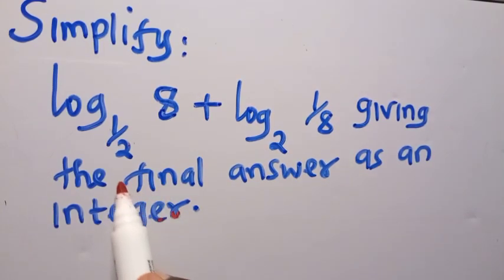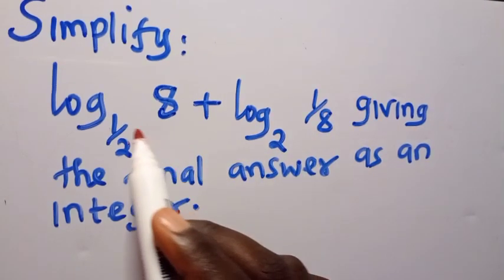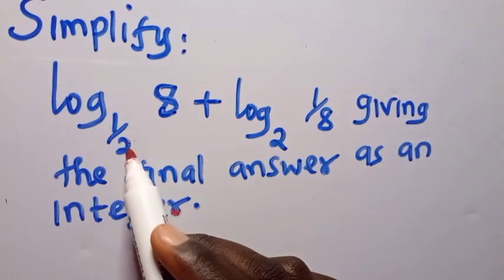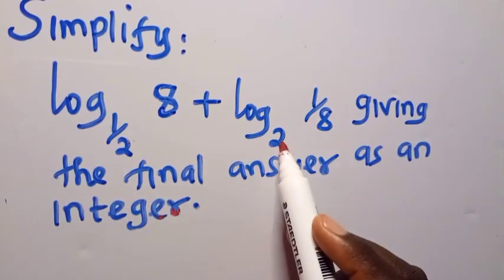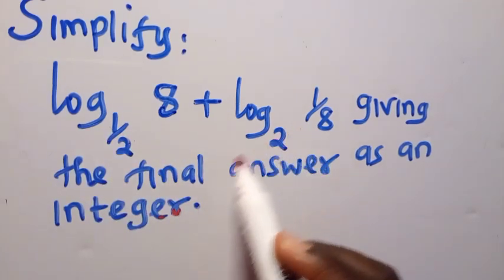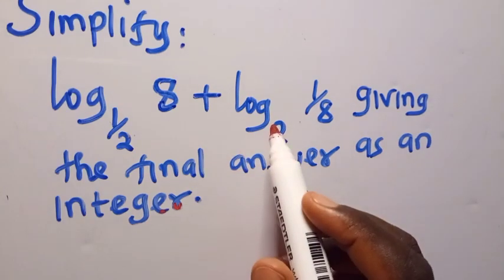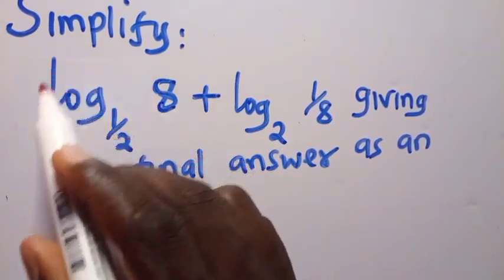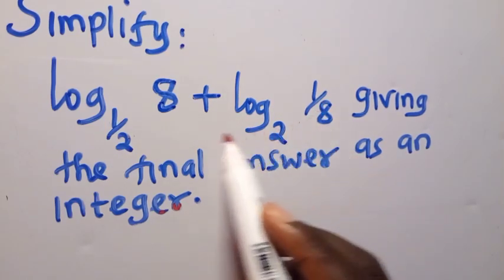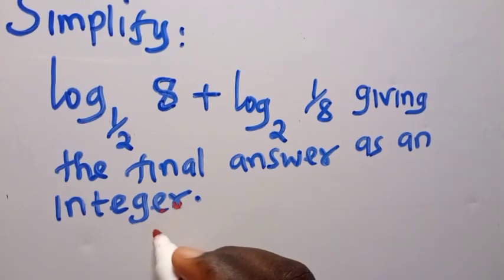Now, this is a logarithmic expression. Looking at it, this is a logarithm to base a half and this is a logarithm to base 2, and therefore these are logarithms of different bases. In a case of this caliber, we have to solve this one separately and this one separately, so that we combine the outcome. Let us have a look at the solution.